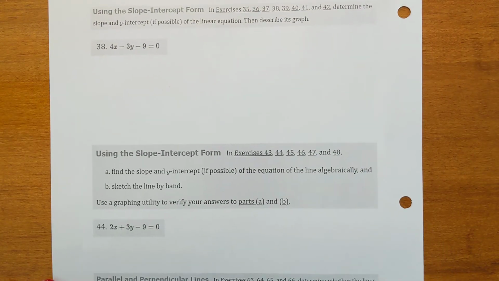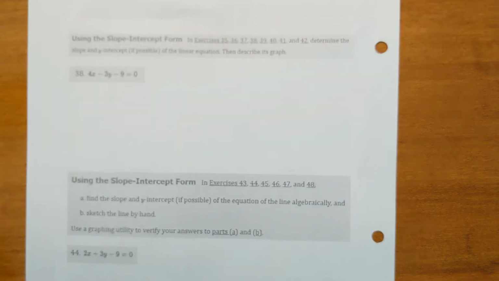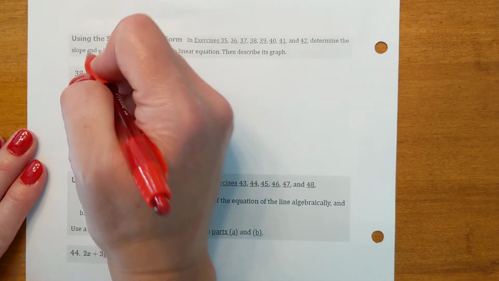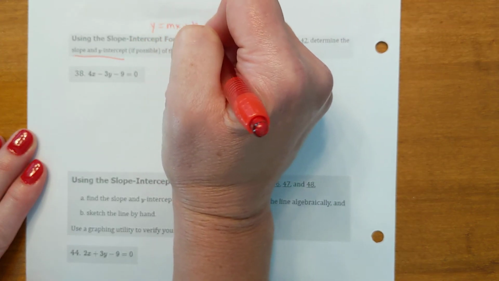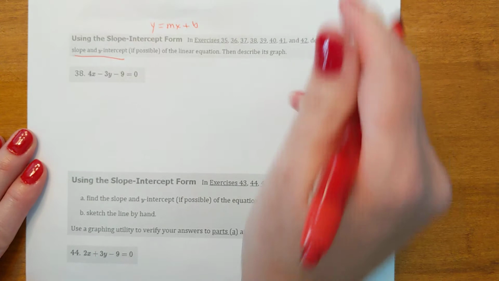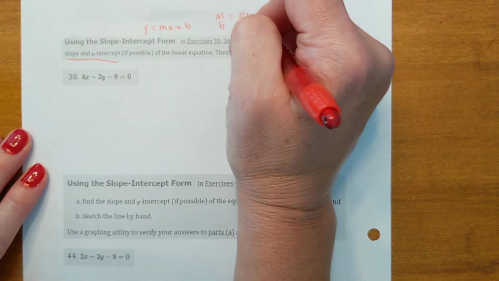All right, on the next page, it says using the slope-intercept form, determine the slope and y-intercept if possible of the linear equation, and then describe its graph. Well, if we want to find the slope and the y-intercept, we want to put it in slope-intercept form, y equals mx plus b. Remember, because m is the slope and b is the y-intercept.